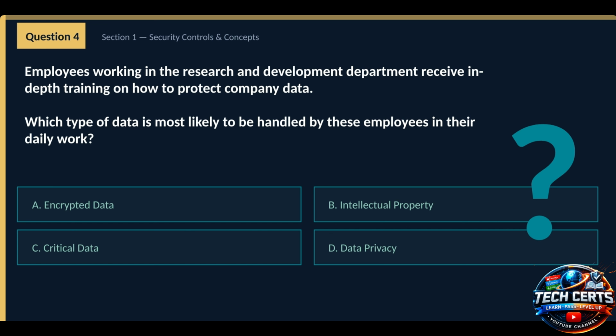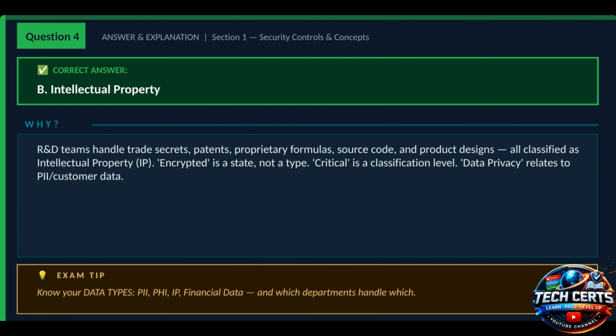Question 4. Employees working in the research and development department receive in-depth training on how to protect company data. Which type of data is most likely to be handled by these employees in their daily work? The correct answer is B, intellectual property. R&D teams handle trade secrets, patents, proprietary formulas, source code, and product designs, all of which fall under intellectual property. This is among the most sensitive and valuable data a company can have.